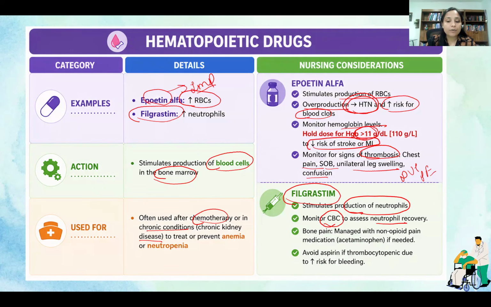the neutrophil recovery. Bone pain can occur and it is managed with a non-opioid pain medication like Tylenol, acetaminophen if needed, and avoid aspirin if thrombocytopenic due to increased risk of bleeding. If the patient has thrombocytopenia, you need to avoid aspirin because that can increase risk of bleeding.